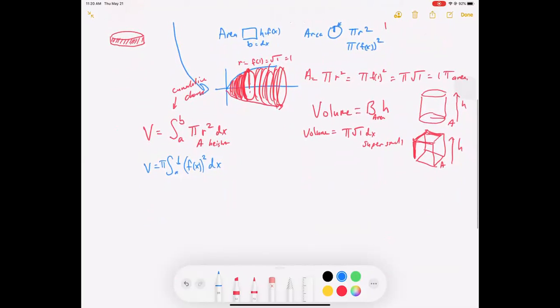So to find the volume of our example here, let's talk about our example. Our example was f of x equal to the square root of x. The graph of square root of x looks like a sideways parabola. And I want to find the area between a and b, where a is 0 and b is going to be 4. And if I want to rotate, I'll rotate around the x-axis.